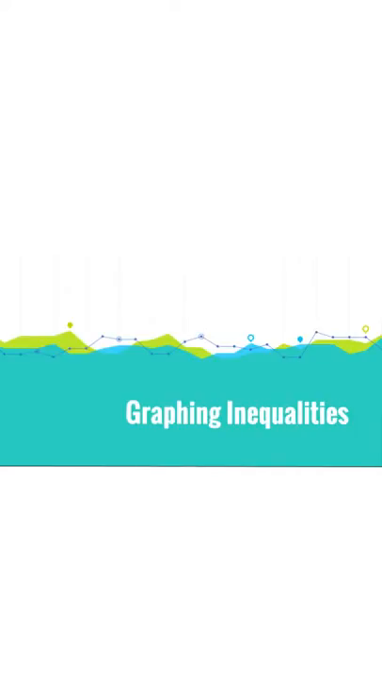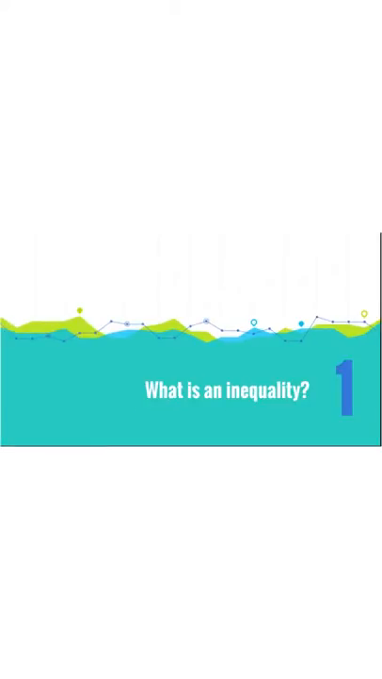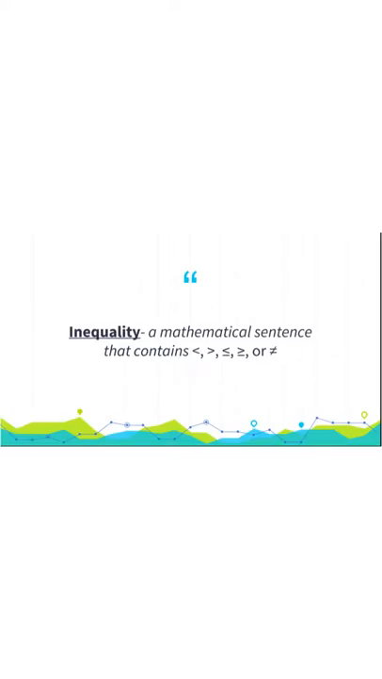Graphing inequalities. What is an inequality? An inequality is a mathematical sentence that contains one of these symbols: less than, greater than, less than or equal to, greater than or equal to, or not equal.